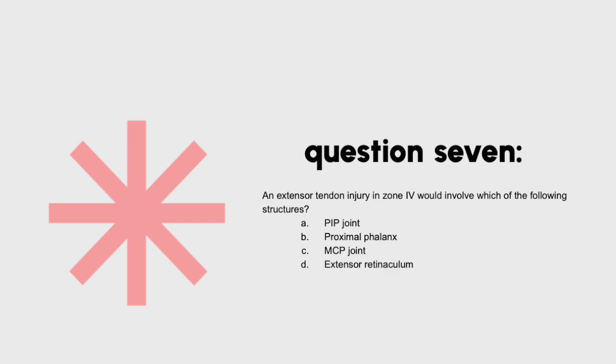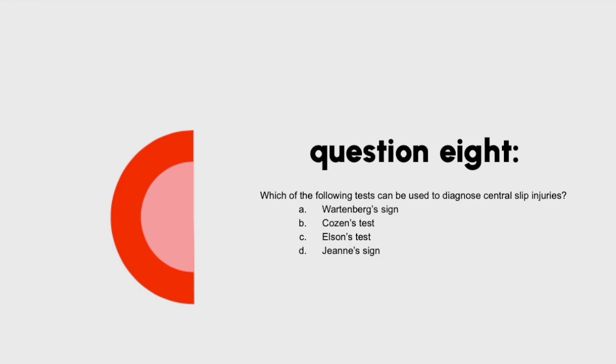Question 7. An extensor tendon injury in zone 4 would involve which of the following structures? A. PIP joint. B. Proximal phalanx. C. MCP joint. D. Extensor retinaculum. Question 8. Which of the following tests can be used to diagnose central slip injuries? A. Wartenberg sign.